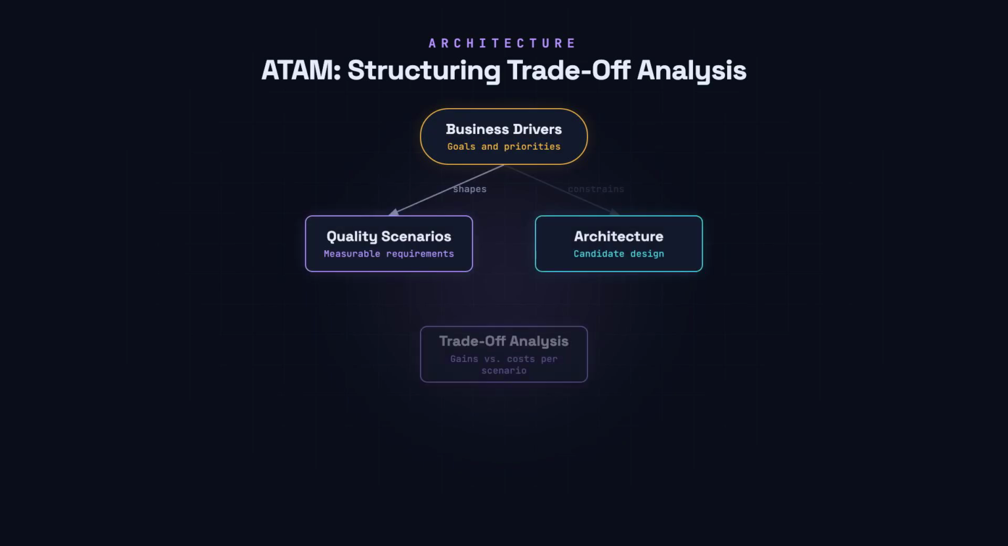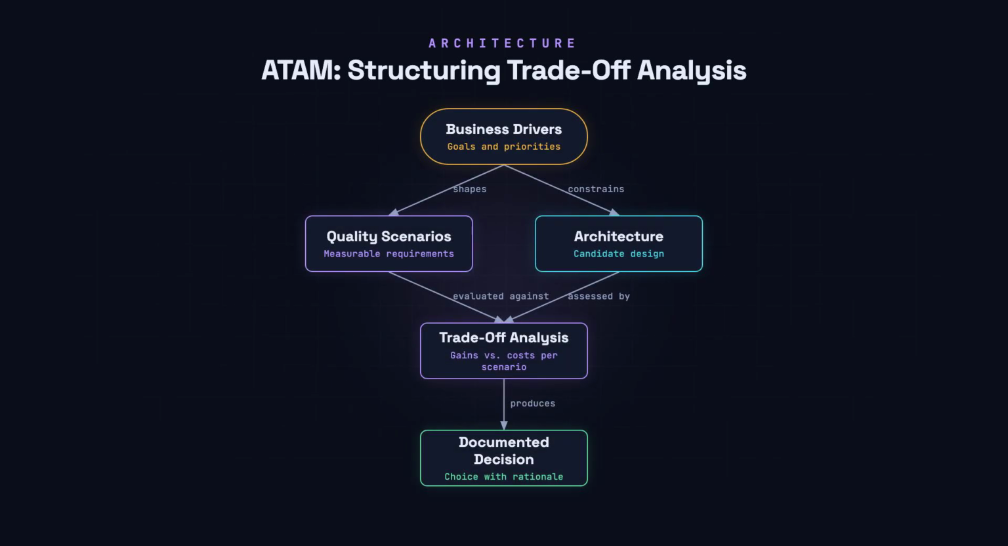One formal method for trade-off analysis is ATAM, the Architecture Trade-off Analysis Method. It works by connecting business drivers to quality scenarios, which are specific measurable statements of what the system must do well, such as responding in under 2 seconds under peak load. The candidate architecture is then evaluated against each scenario, surfacing what the design handles well and what it sacrifices. The output is a documented decision with explicit rationale, not just a chosen option.